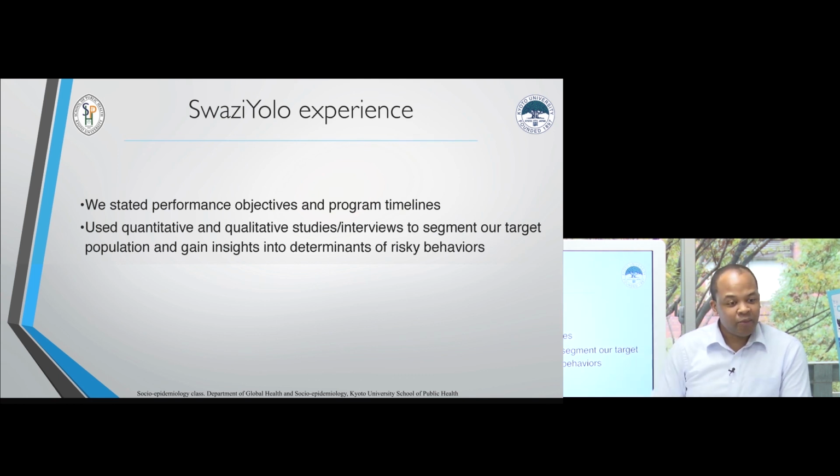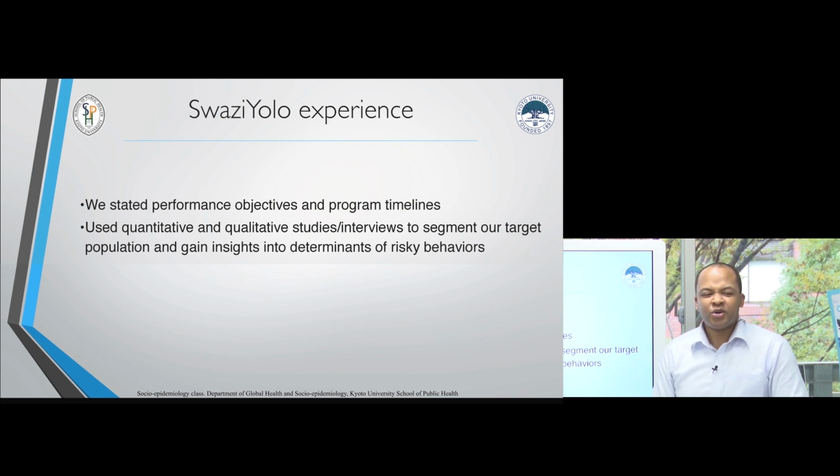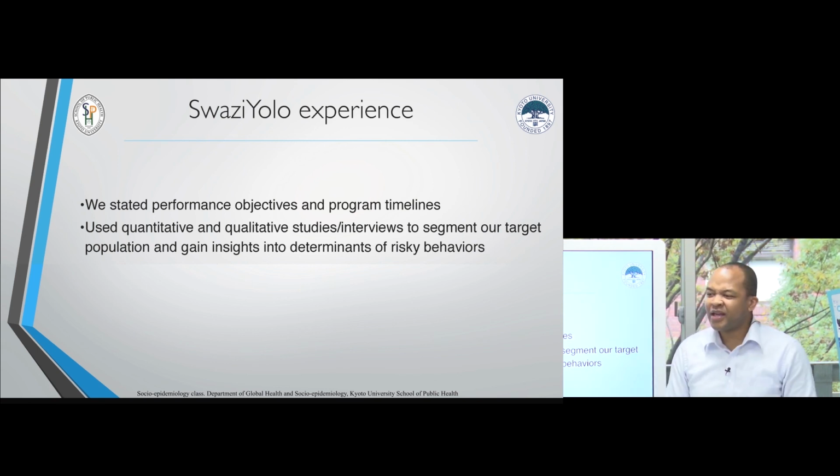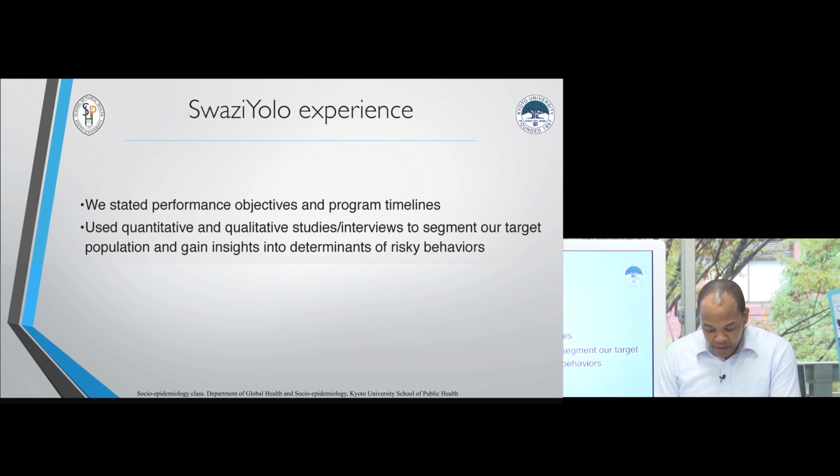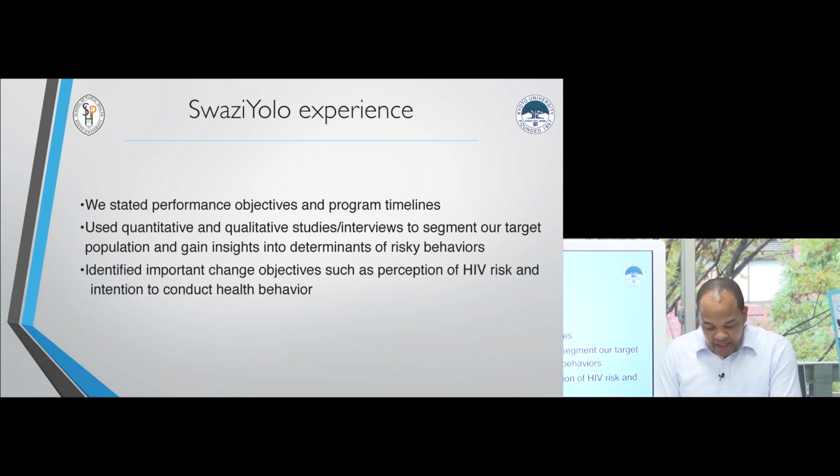But then when you ask them, what about your individual risk? What do you think about your risk? And they told us, no, for me it's okay. I don't think I can get HIV. So we realized that there's low risk perception, which we wanted to work towards. And then we identified important change objectives, such as I already said, risk perception and intention to change behavior.